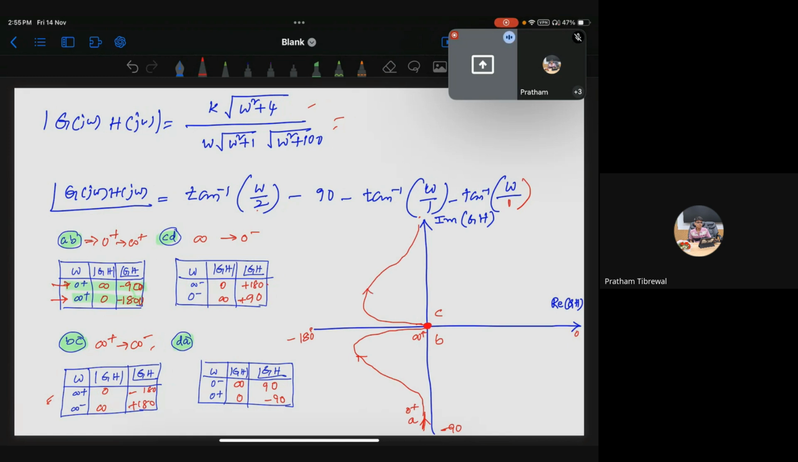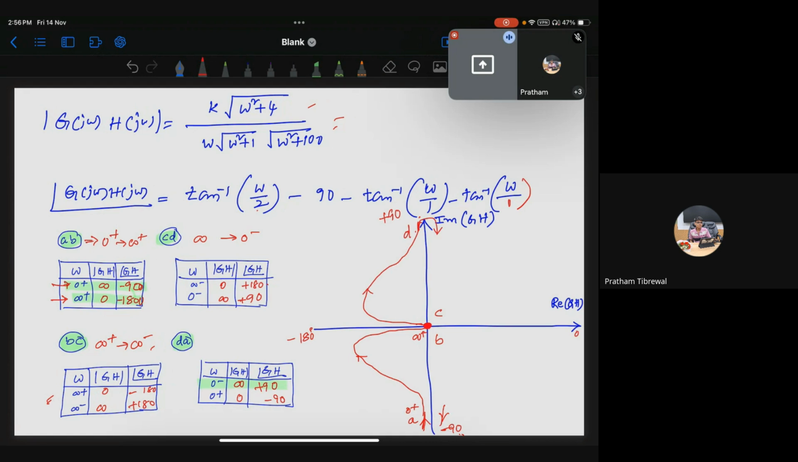Okay, CD. So this is plus 90. Okay, so the last one is DA. It starts at 90. You can see here, last one is DA. So this is 0 minus and 0 plus. 0 minus, where does it start? It starts at plus 90. This is plus. Okay, so that means it starts here. Where does it end? Minus 90 here. It ends here.